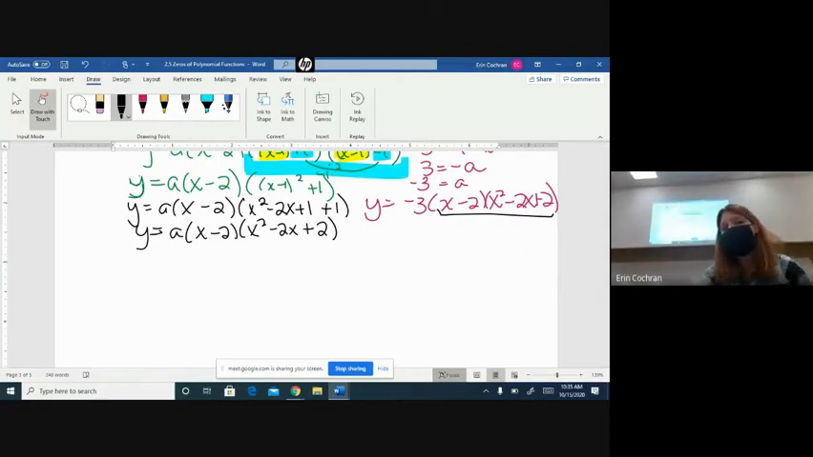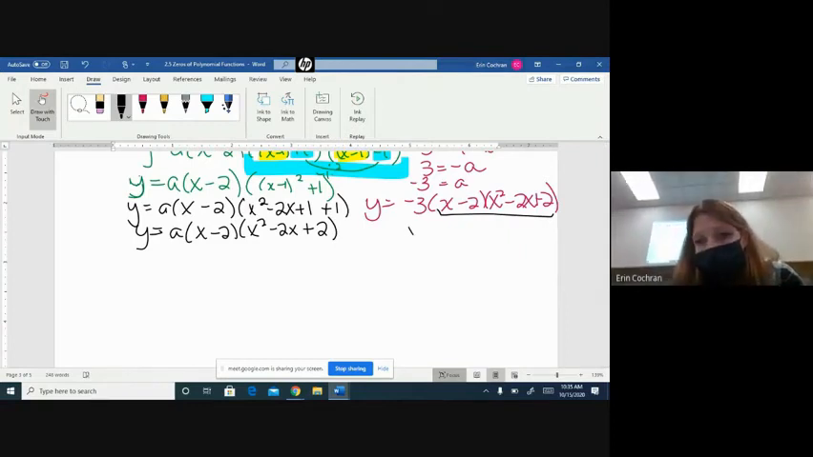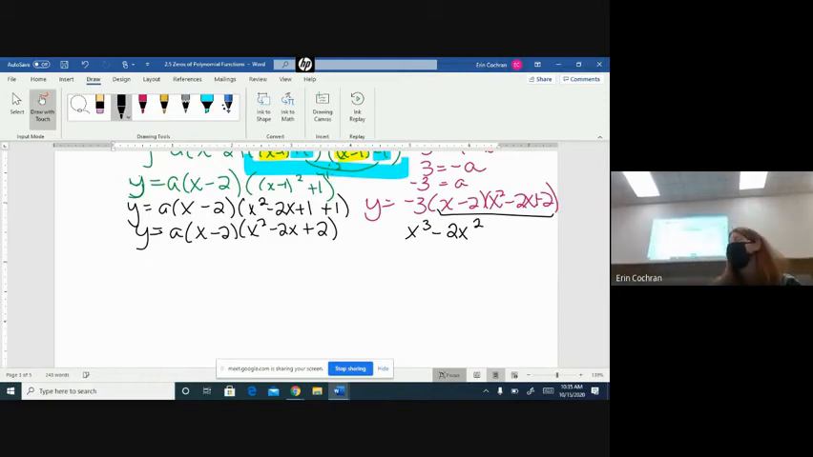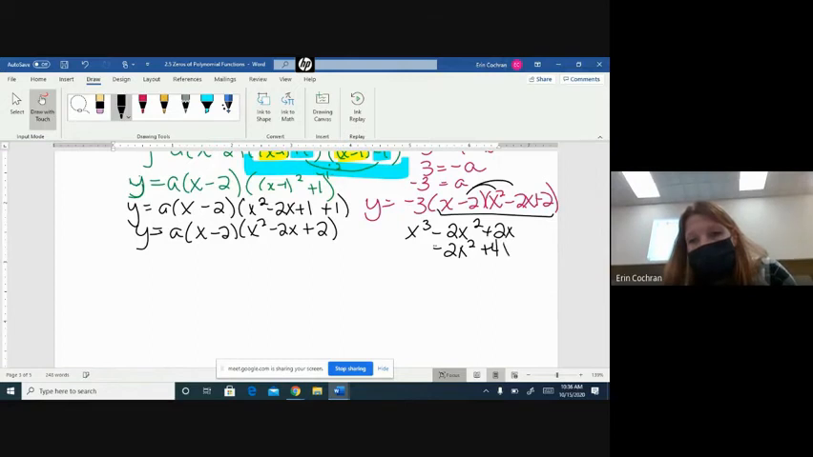What's x times x squared? X cubed. X times negative 2x? Negative 2x squared. What's x times 2? 2x, right? All right, let's do the negative 2. What's negative 2 times x squared? Negative 2x squared. What's negative 2 times negative 2x? 4x. And what's negative 2 times 2? Negative 4. And I wrote it this way just to kind of help me keep it organized.